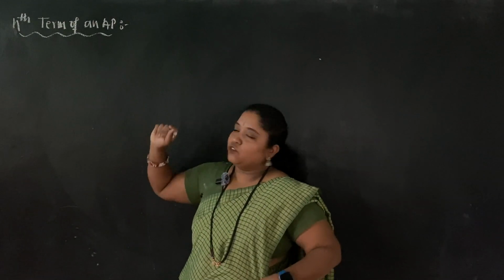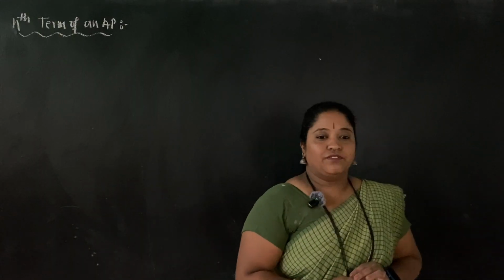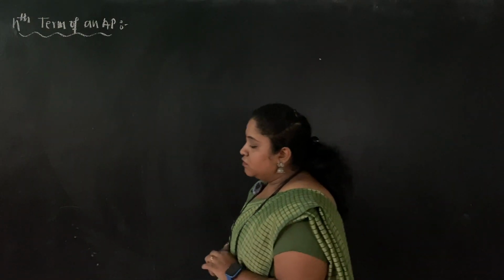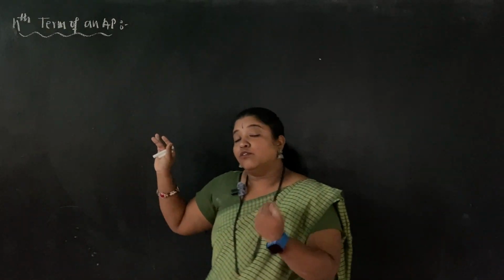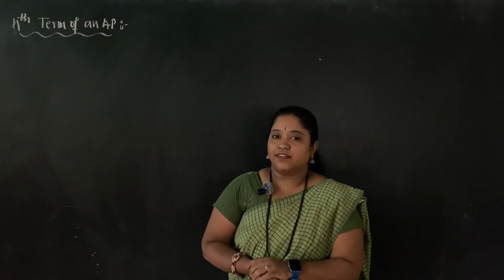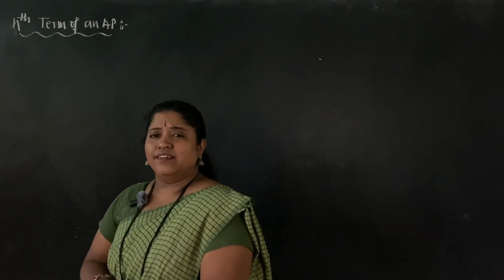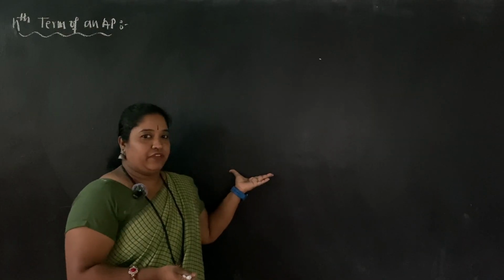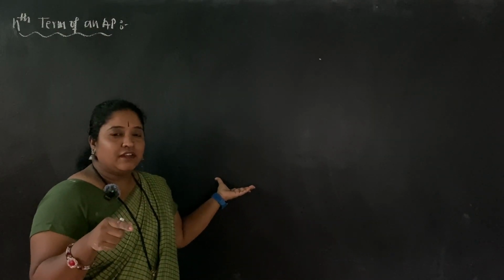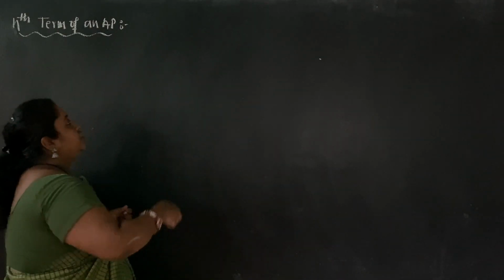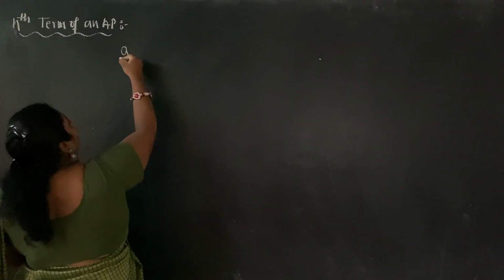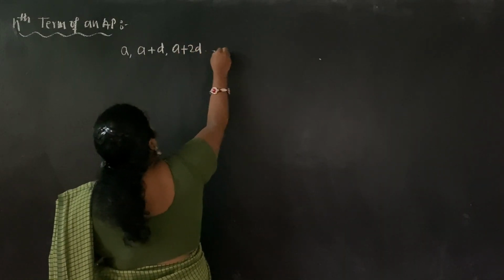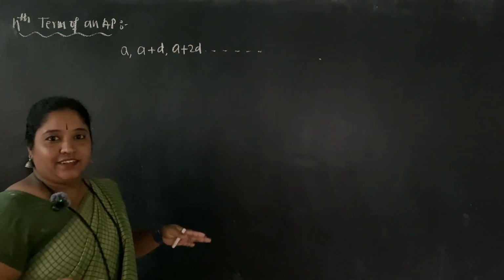So the next very important concept that we are talking about is the nth term of an AP. The formula that we are going to derive is a very important one. In the previous video, I discussed the general form of an AP. Do you remember what that general form was? The general form was a, a plus d, a plus 2d, and so on.